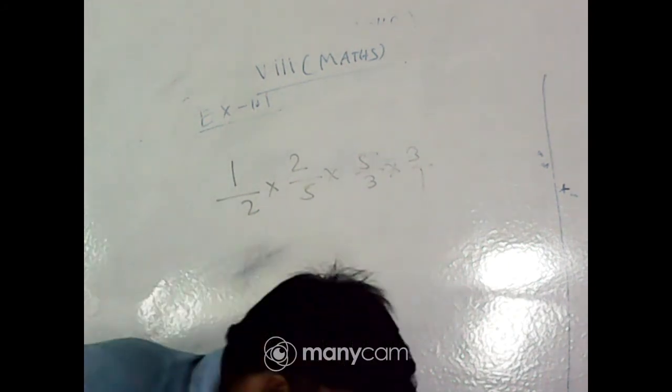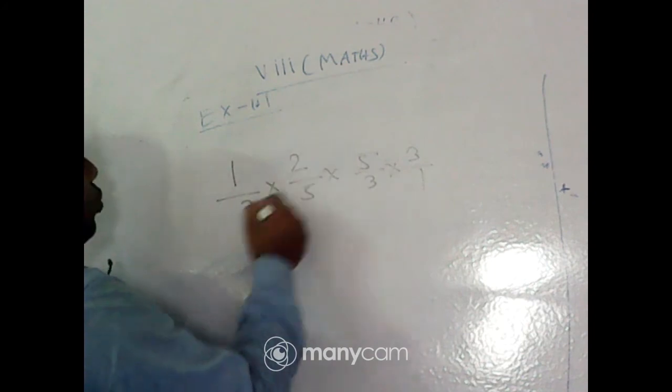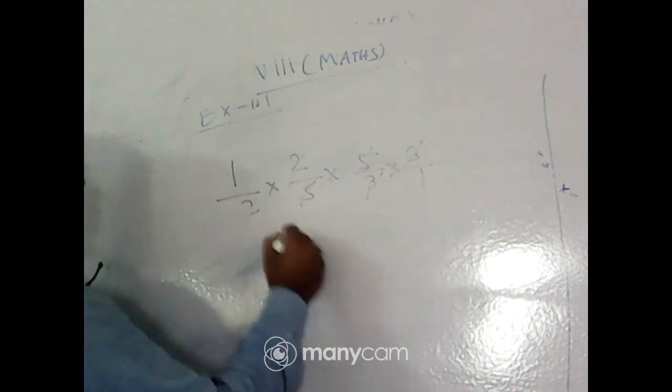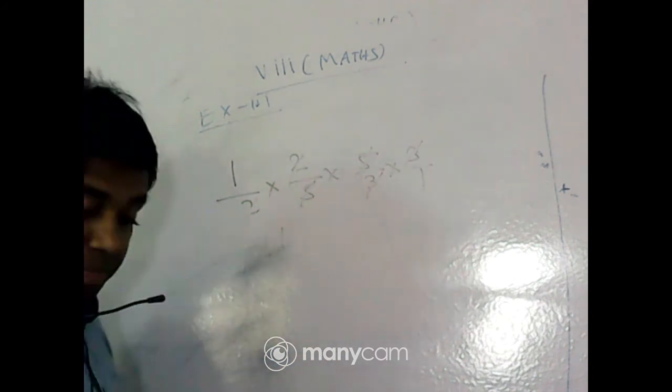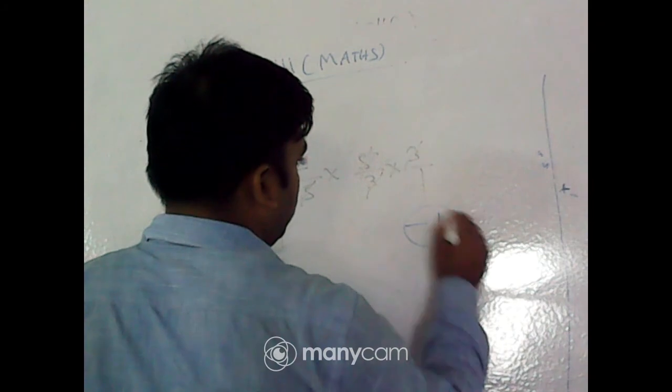Who answered? Tawfiq Hossain. Very good, beta. Very good, because all are removed. 2 removed, 5 removed, 3 removed. So the answer is 1. So its multiplicative inverse should be minus 1. Sorry, plus 1. Okay. Got it?